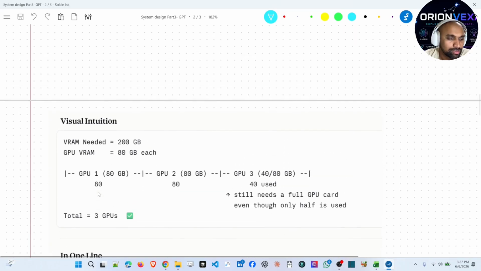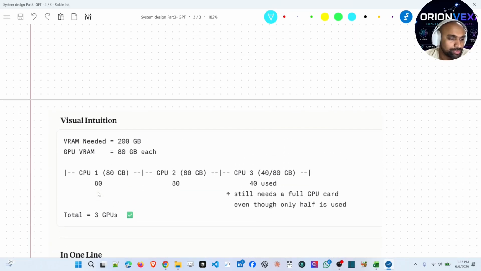Okay, this is the visual intuition. VRAM required is 200 GB, GPU VRAM is 80 GB. The first GPU will take the first 80 GB, the second GPU will take the second 80 GB, the third GPU will consider only the remaining 40. Still, we need the full GPU because we cannot divide the GPU and give it to some other process. Total requirement is 3 GPUs.